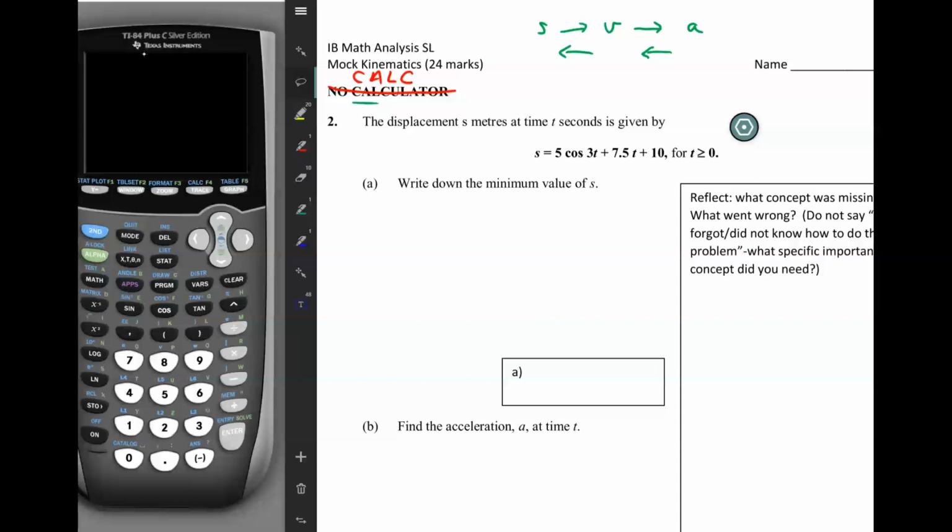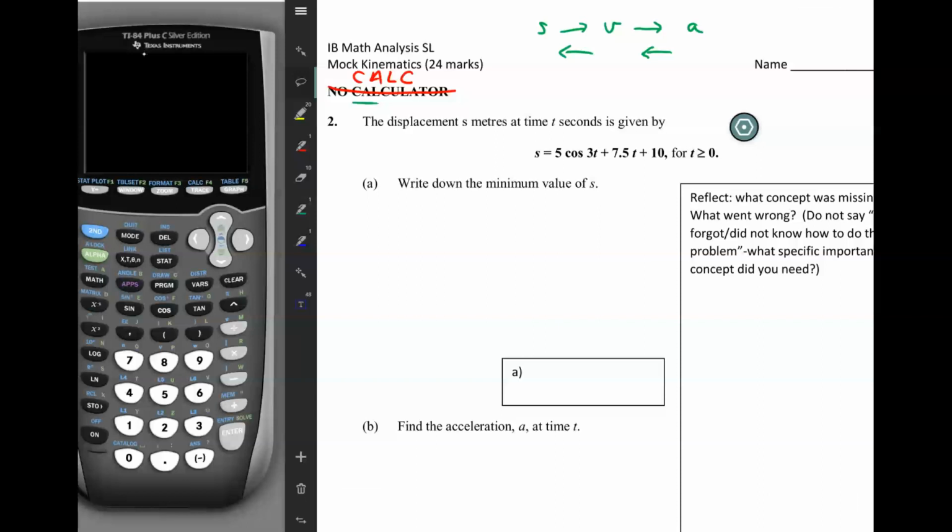Normally, what you might do without the calculator would be to take the derivative of s and set that equal to 0 and find all the local minimum points and find out which one is the smallest or the least. But remember that if your domain is not all real numbers, and in this case it's cut off at t is greater than or equal to 0, then you do need to compare the boundary points, the edges of the function, with all the local minimums.